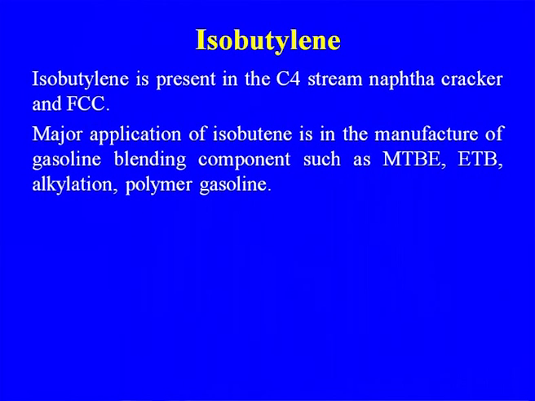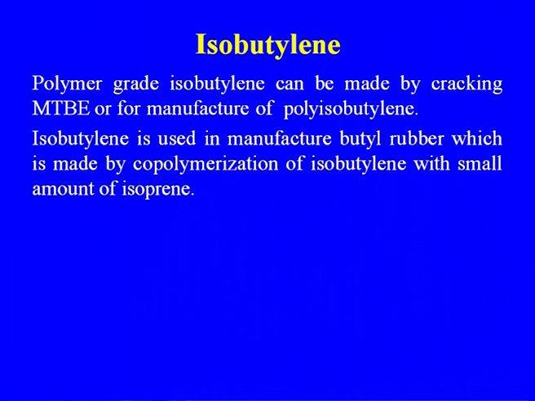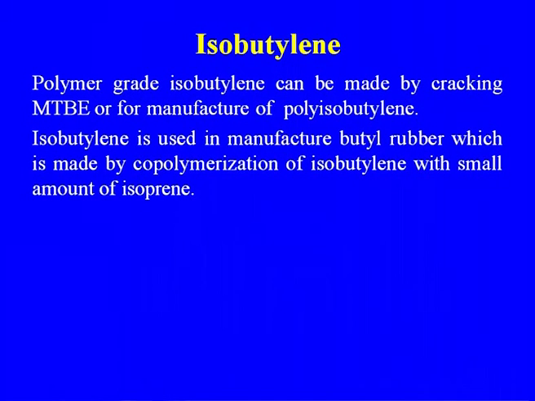So the isobutene is present in the C4 stream of the naphtha cracker and the FCC. The major application of isobutene is in the manufacture of gasoline blending components such as MTBE and ETBE, and alkylation, where, as I told you, isobutylene is used as the alkylating agent and you get a high-quality polymer gasoline. This also includes the dimerization part, which I discussed while covering the petroleum refinery. Polymer grade isobutene can be made by cracking MTBE or by manufacture of polyisobutylene, because here we get the isobutene in pure form. So the MTBE that we get can be cracked to get back the isobutylene. Isobutene is also used in the manufacture of butyl rubber, which is made by the co-polymerization of isobutene with a small amount of isoprene.